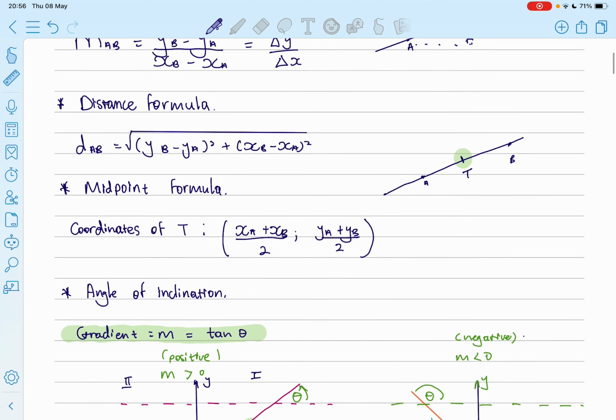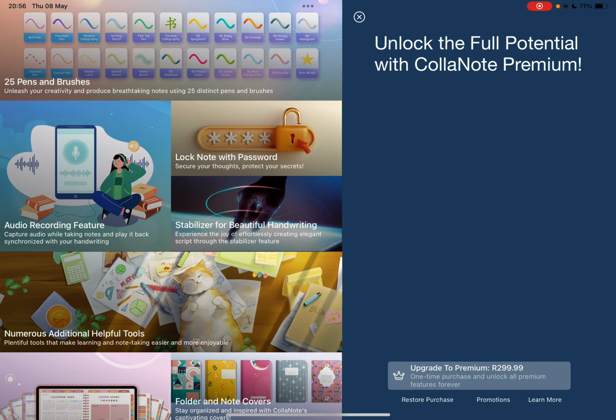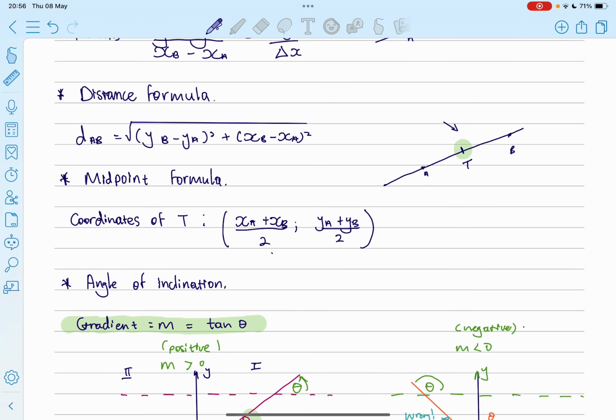And then next is the midpoint formula. So this is when you've been given two coordinates and then you've been asked to find the midpoint, which is the coordinate of that point in between those 2 points. So in this example here, that midpoint is t. So to get the coordinates of t, it would be the sum of the x values divided by 2, and also you get the average of the y values. So that's the midpoint formula.